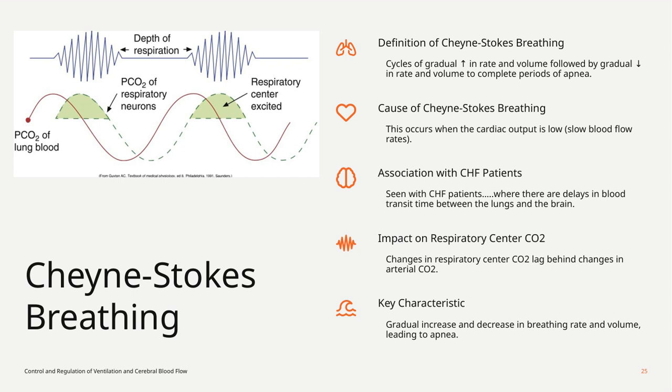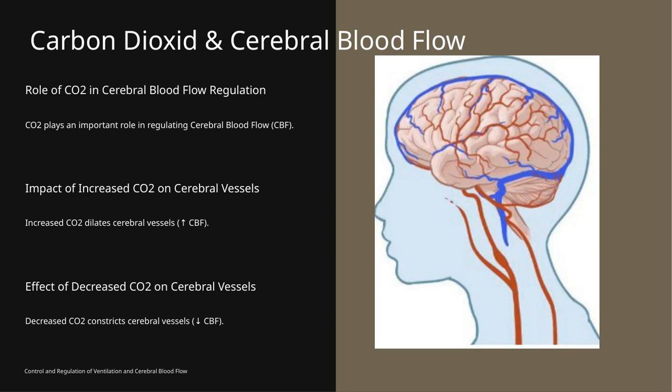Let's talk about how control and regulation of ventilation influence cerebral blood flow. CO2, or carbon dioxide, plays a crucial role in this process. When CO2 levels increase in the blood, it causes the cerebral vessels to dilate, which leads to an increase in cerebral blood flow. This makes sense because dilated vessels allow more blood to reach the brain tissue, helping meet its metabolic demands. Conversely, when CO2 levels decrease, the cerebral vessels constrict, resulting in a reduction in cerebral blood flow.